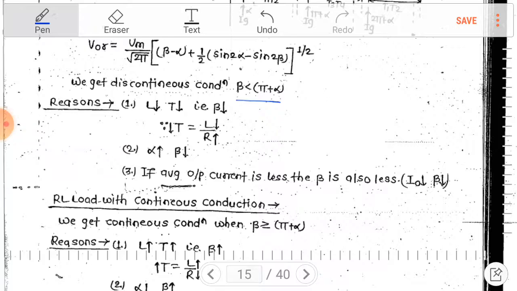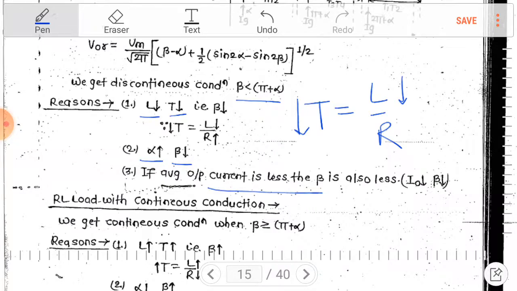What are the reasons that beta is less? Because for a small value of inductance, the time constant is less and beta is small. We have time constant equal to L by R, so with a lesser value of inductance, the time constant is also less. If alpha is more and beta is less, that is also a cause of discontinuous conduction. And if the average output current is less, there is also a possibility of discontinuous conduction.